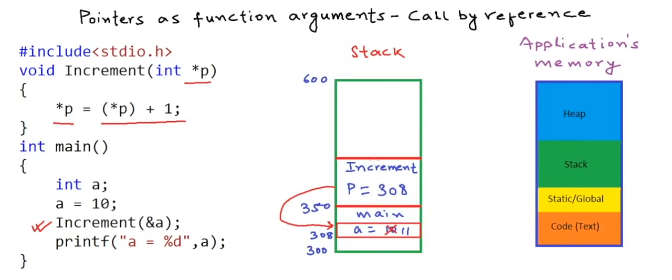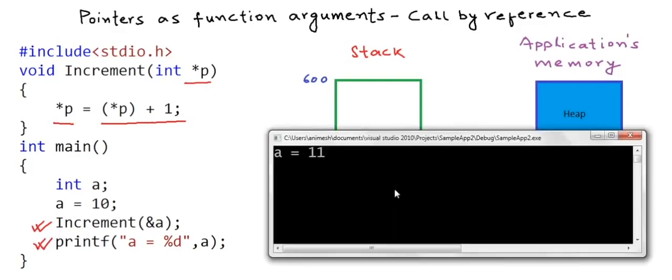Now when increment finishes and we come back to the main method and the next line gets executed, which is the print statement, then a is now 11. If you run this program, then what gets printed is a equal 11.